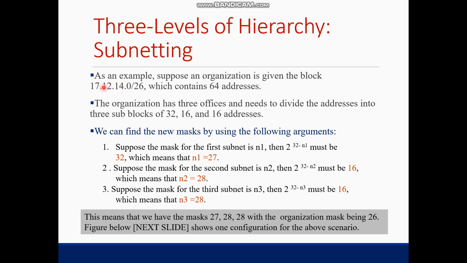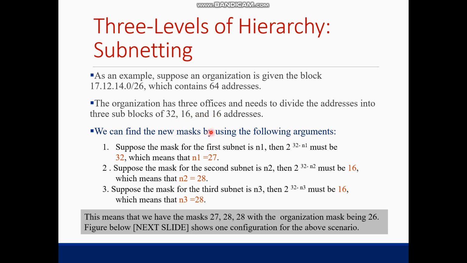Here we have an example. Suppose an organization is given a block of addresses which contains 64 addresses, and this is an address inside that block. This organization has three different offices. That means it has three different subnets, and it needs to divide the addresses into three subblocks. One of them is going to be 32 addresses, the second one is going to be 16, and the last one, the third, is going to be 16 addresses.